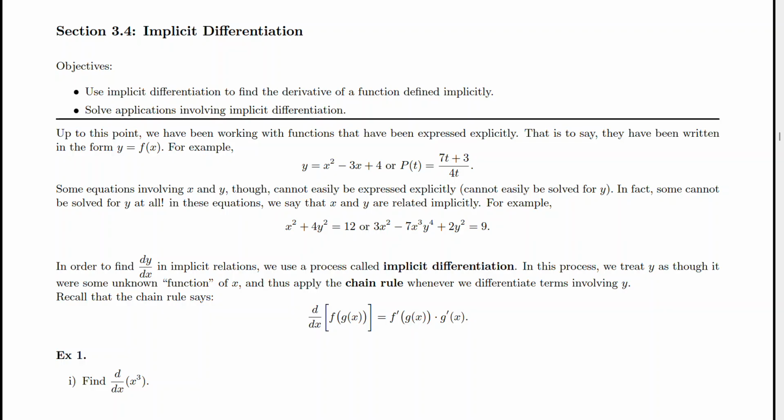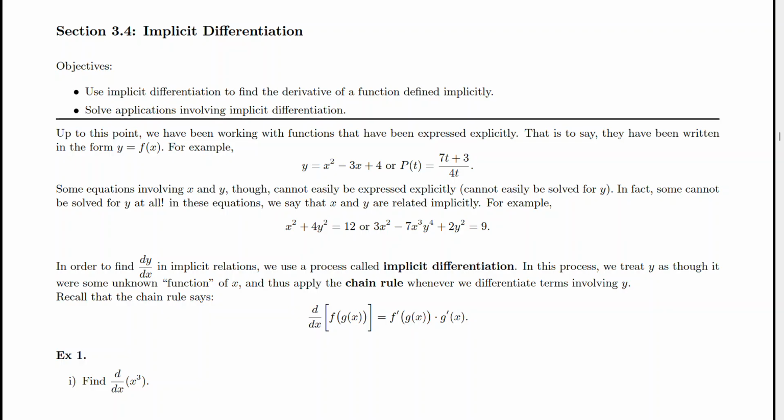So up until this point in this class, we've been working with equations that are written explicitly, meaning the y is on one side of the equation and all the other x's or t's or whatever other variable we're using are on the other side of the equation. So for example, y equals x squared minus 3x plus 4, or for instance, p of t equals (7t plus 3) divided by 4t. These are what we call explicit equations because the dependent variable y, for instance, is written explicitly in terms of the independent variable x.